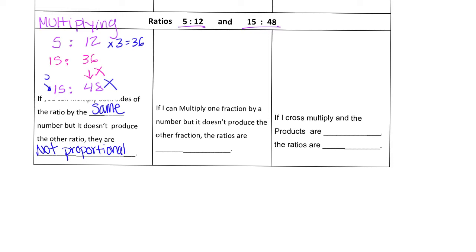Same thing with the fraction method. I'm going to reduce the fractions. So I'm going to have 5 over 12 and 15 over 48. Well, 5/12 is the smallest it's going to get because 5 and 12 don't share anything in common. 15 and 48 can both be divided by 3, which is going to give me 5/16. Okay, and 5/12 does not equal 5/16. So if I can reduce one fraction by a number and it doesn't produce the other fraction, they are not proportional.